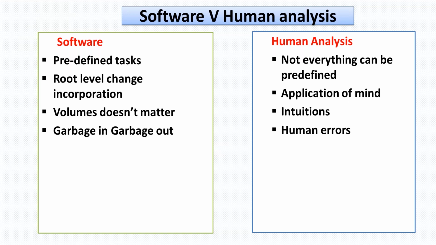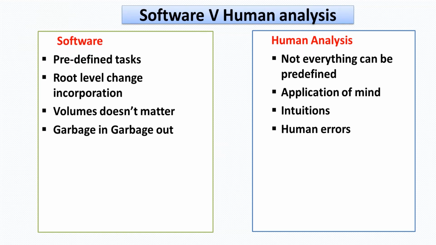However, if volumes are large, there could always be scope for human errors. So likewise, we see that whenever we use software, or whether it is manual work, there are pros and cons in both. We need to understand and mitigate the factors accordingly.